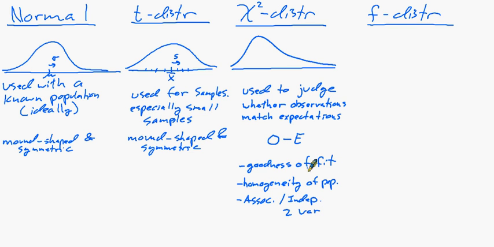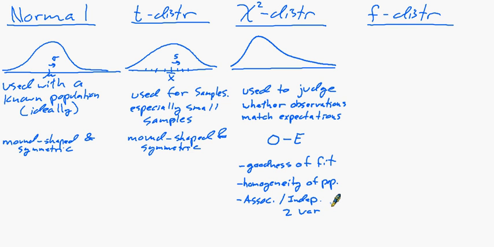Well, how good is the fit because of the model, or is it just random? And for homogeneity of population, are the subgroups within a population really the same or not? Again, it's that concept of observation versus expectation. If we expect them to be the same, are they the same?